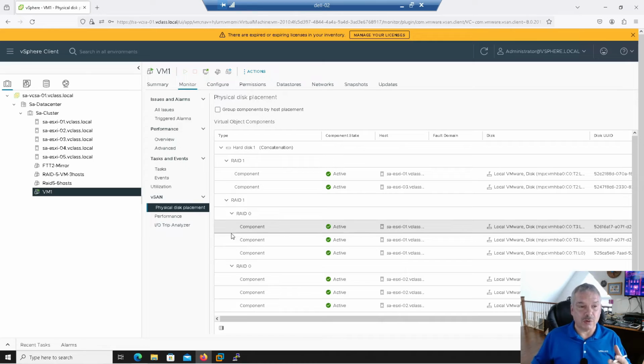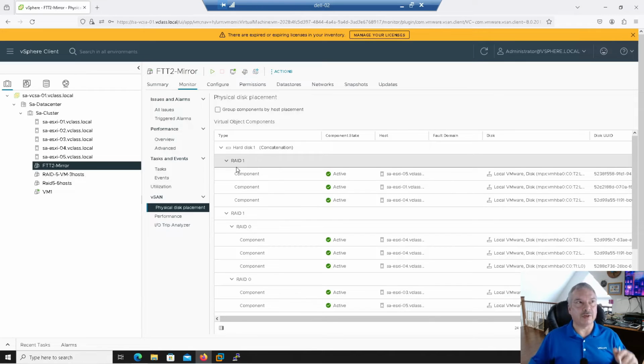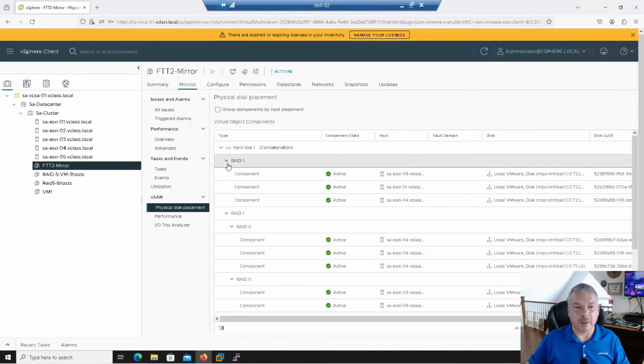Okay, so that's cool. Let's do a failure to tolerate of 2. What do I see? Hang on a second. Failure to tolerate a 2, I add 1 to it, so there's 3. Therefore, I'll have 3 performance legs. So the first thing you see is your RAID 1. You got 3 component legs. There's your performance legs right there. That's for my hard drive.